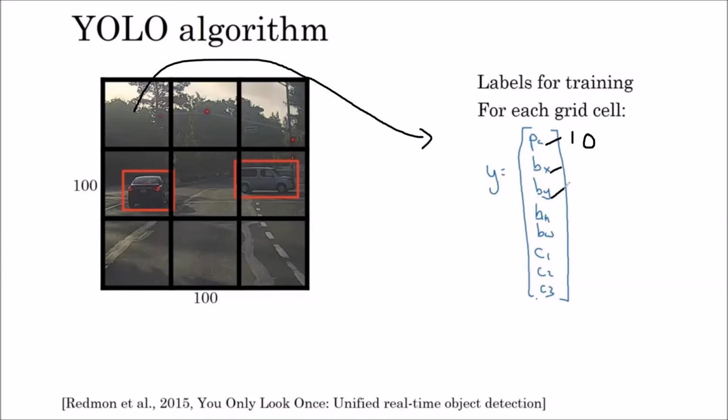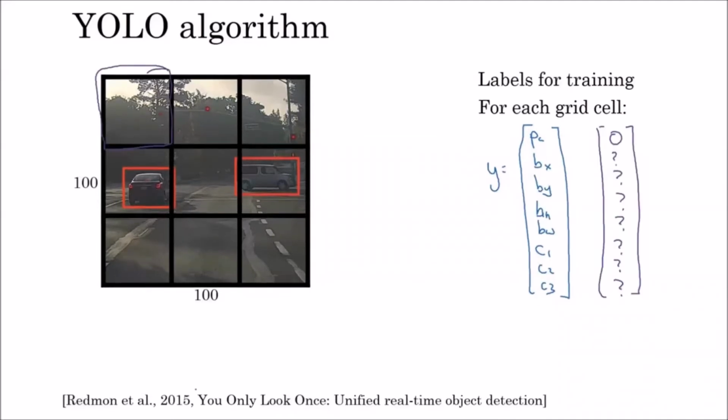Bx, By, as we have already discussed, indicate the center of that object, the center of that bounding box. Bh and Bw are the height and width of that bounding box with respect to the image. C1, C2 and C3 represent those particular classes. If a class is present, then its value will become 1. Now, if PC is 0, then all the remaining values are don't care.